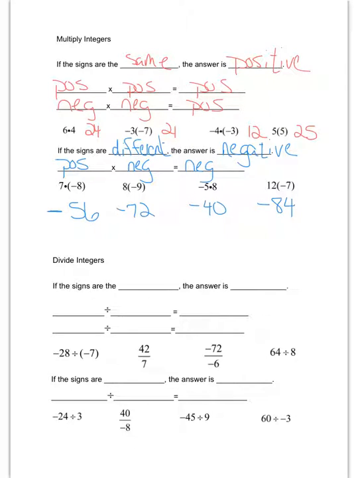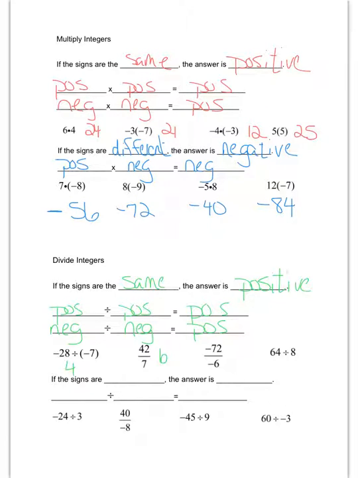All right, division. The rules for division are the same as the rules for multiplication. If the signs are the same, then the answer is positive. So a positive divided by a positive is a positive answer, and a negative divided by a negative is a positive answer. Negative 28 divided by negative 7, those are both negative, so the answer is positive 4. Positive 42 divided by positive 7, obviously we've known that a long time, that's positive 6.